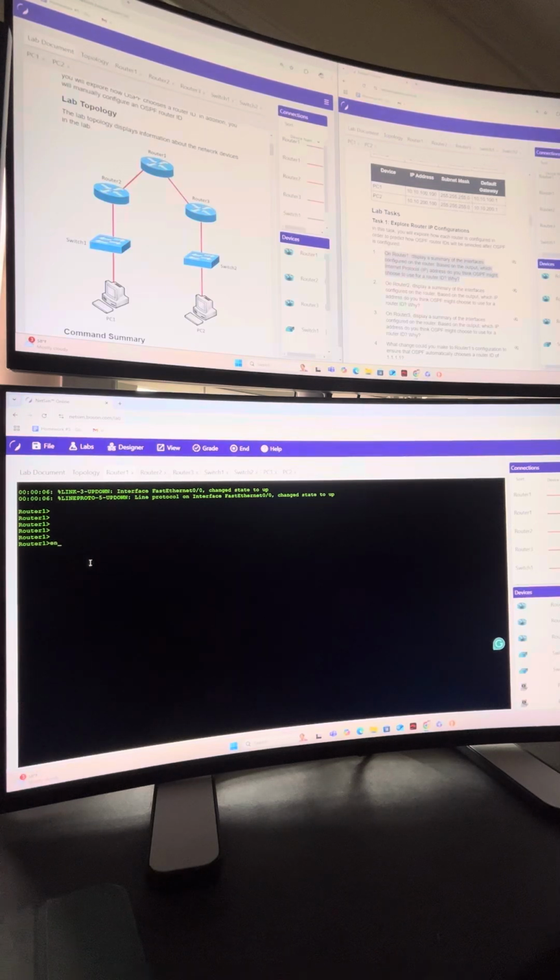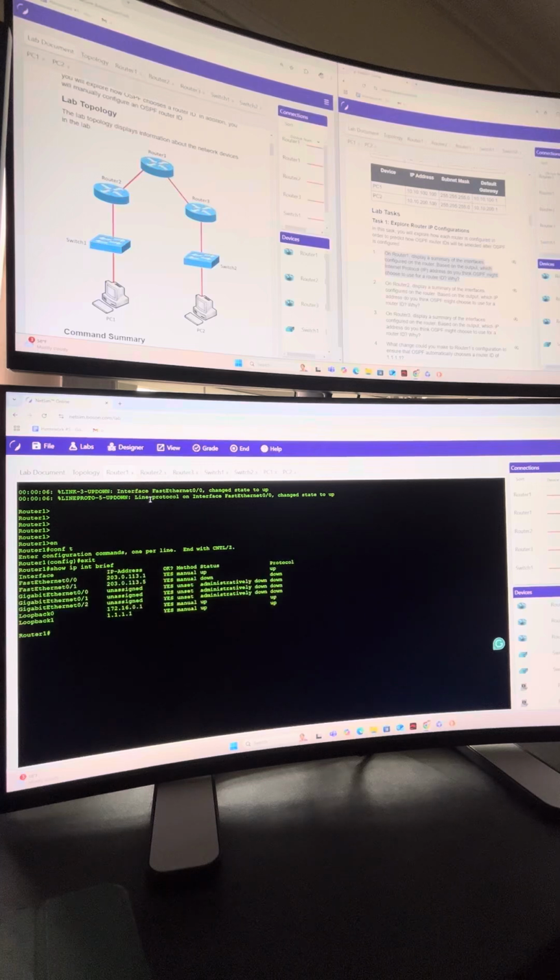Let's do an enable to go into privilege exec mode. Let's do a configure terminal to go into global configuration mode. And I could just do an exit actually, because we just need to stay in privilege exec mode. And we could do a show ip interface brief to see the brief summary of all of our interfaces.